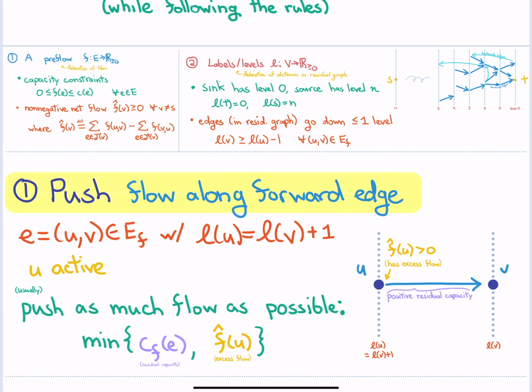If this has 20 units of excess flow that I can get rid of, but the capacity of this edge is only 10, then I'll just push 10 units of flow because that's all I can do. The opposite is if I had 5 units of extra flow at the vertex, but the edge had capacity 10, then at most I can push 5 units because that's all I have. So I'll take the minimum of those two, and I'll generally just try to push as much flow as possible.